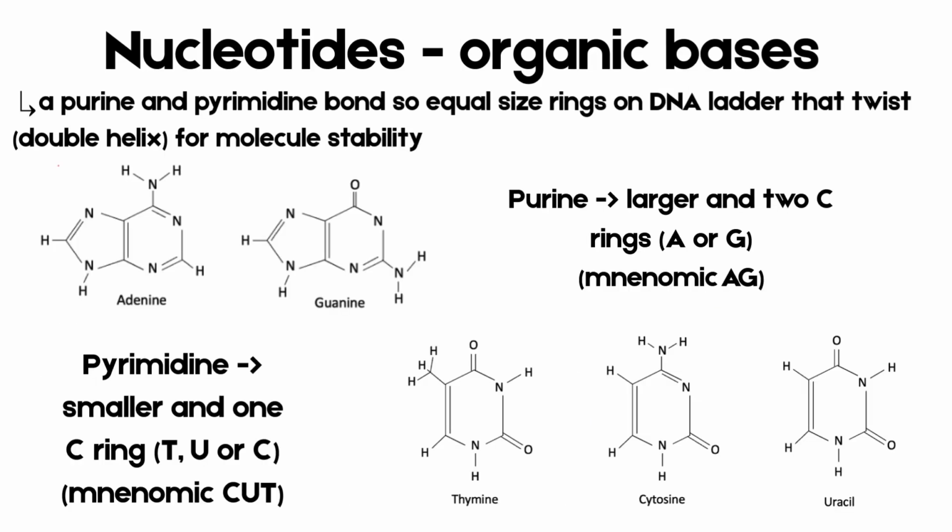Not all bases are the same size. Purines, such as adenine and guanine, are larger and have 2 carbon rings, whereas pyrimidines, such as cytosine, thymine, and uracil, are smaller and have 1 carbon ring. This matters because in DNA, a purine always pairs with a pyrimidine, so that the rings on the DNA ladder are equal in size for molecular stability.